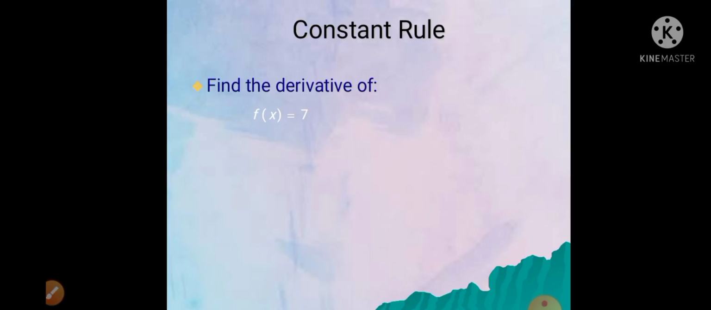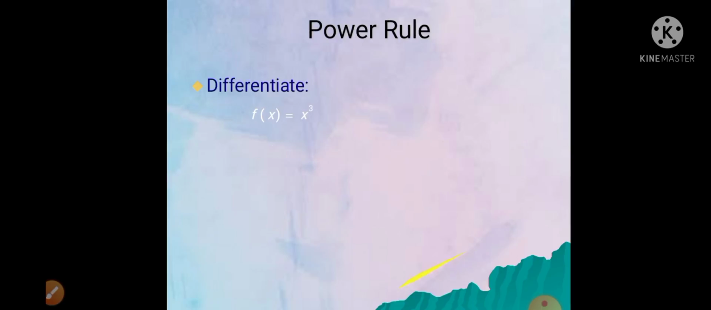For the constant rule, find the derivative of f(x) equals 7. So f prime of x is equal to 0. And y is equal to negative 3, so dy/dx is equal to 0, or y prime is equal to 0.